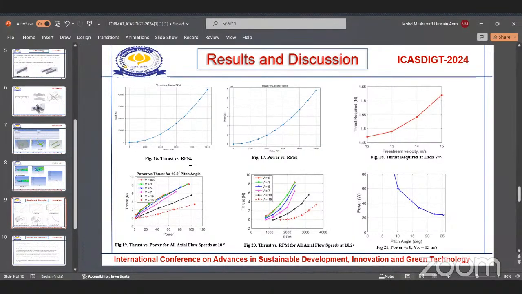In figure number 19 and figure number 20, you can see how the thrust and RPM change when there is an inlet velocity of 5 meters per second, 10 meters per second, and 15 meters per second at a pitch angle of 10 degrees. It means it's trying to tell you how much power a motor can consume when the motor is at a 10 degree angle and the inlet velocity is 5, 10, or 15 meters per second.